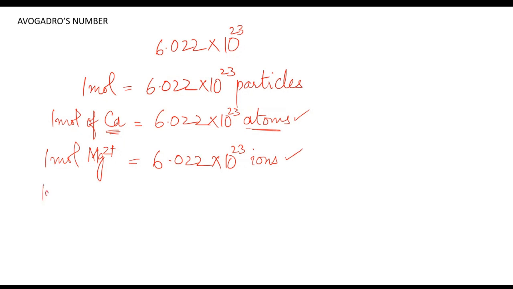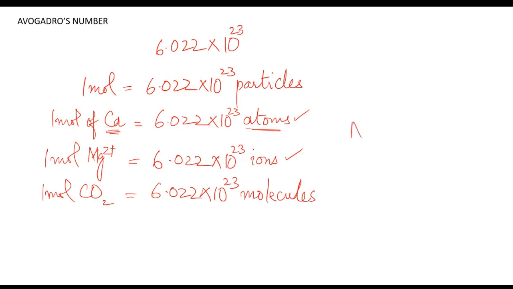If you take 1 mole of any compound, the number will be the same, 6.022 into 10 to the power 23 molecules. So 1 mole of carbon dioxide is equal to 6.022 into 10 to the power 23 molecules. And we write this Avogadro's number with NA. A means Avogadro's, N means number. Okay, students, is this clear? Now this Avogadro's number is used to calculate the number of atoms, ions, and molecules.